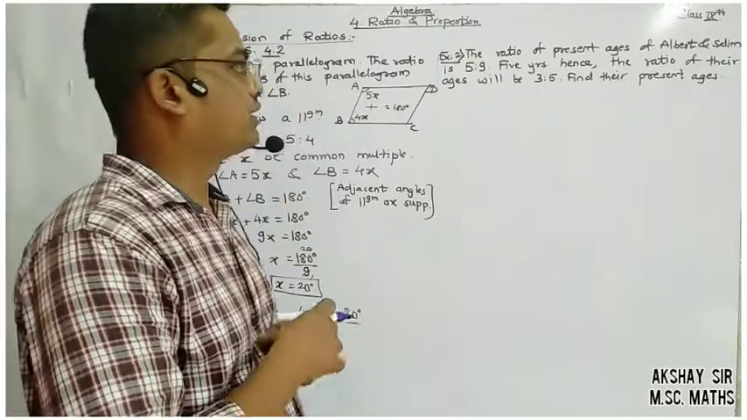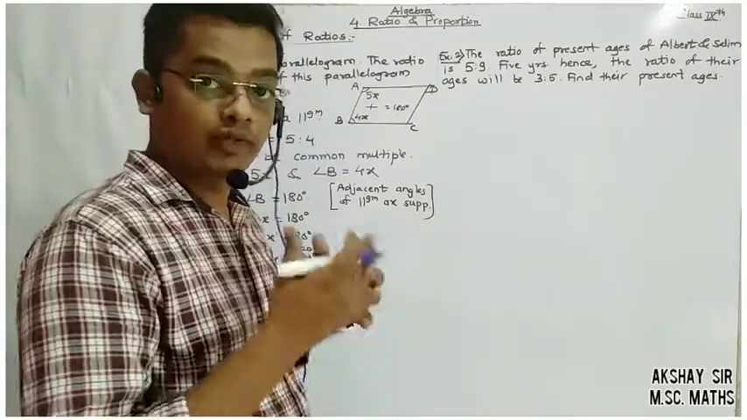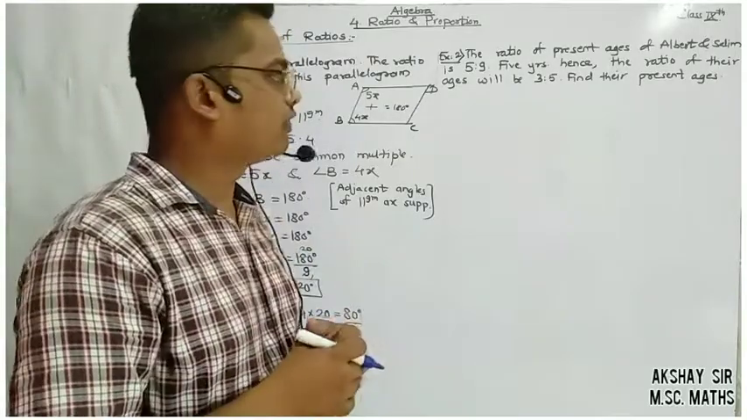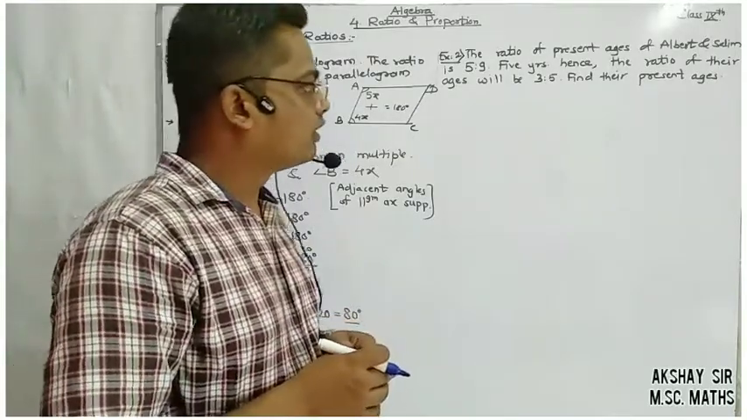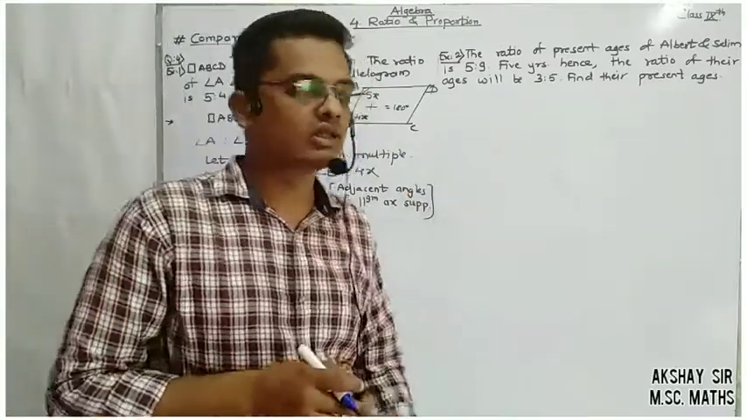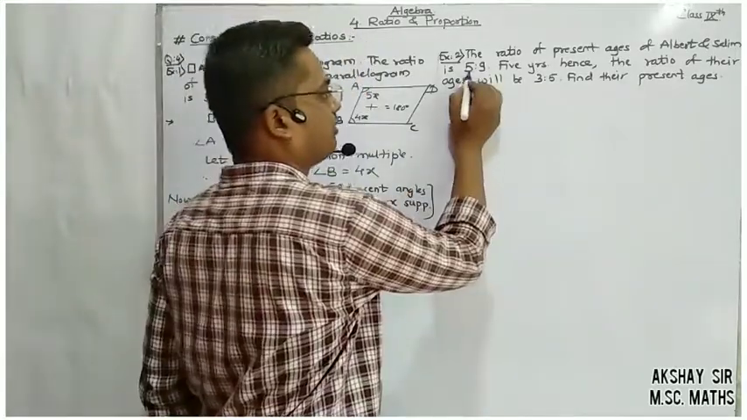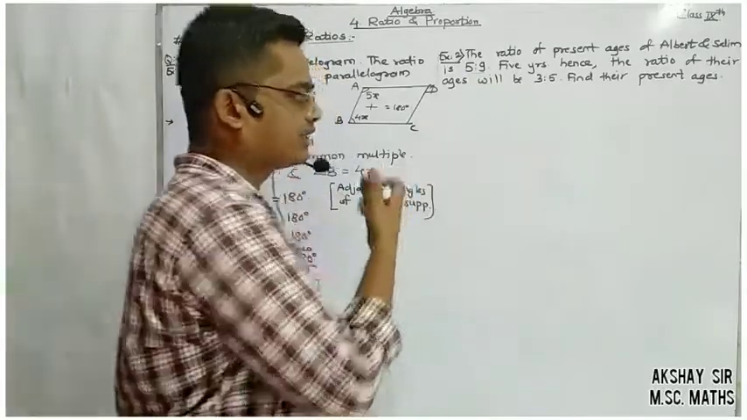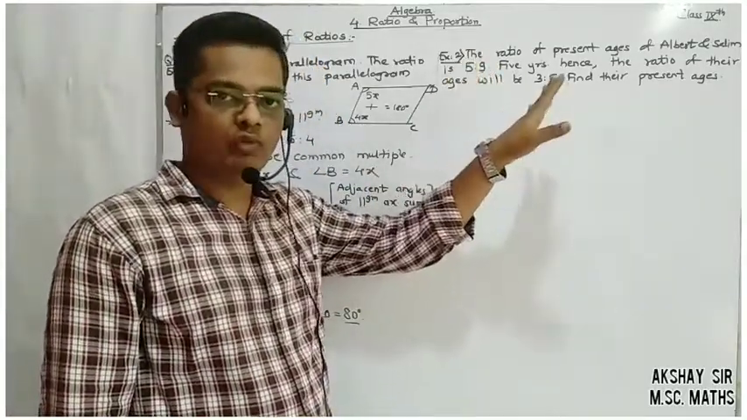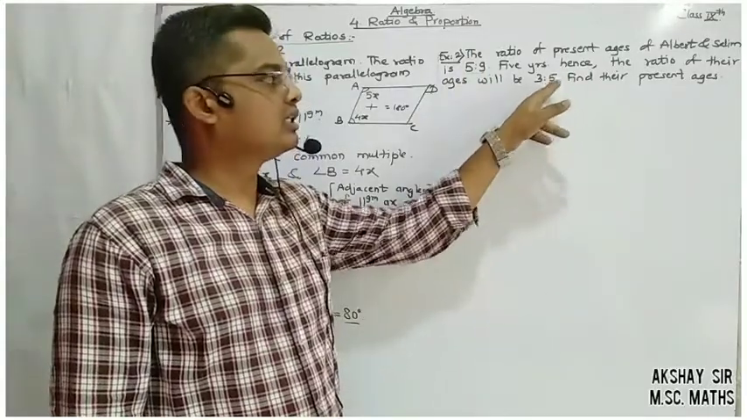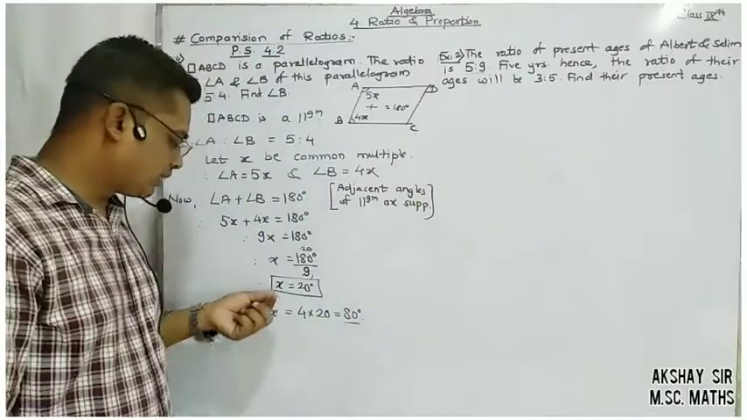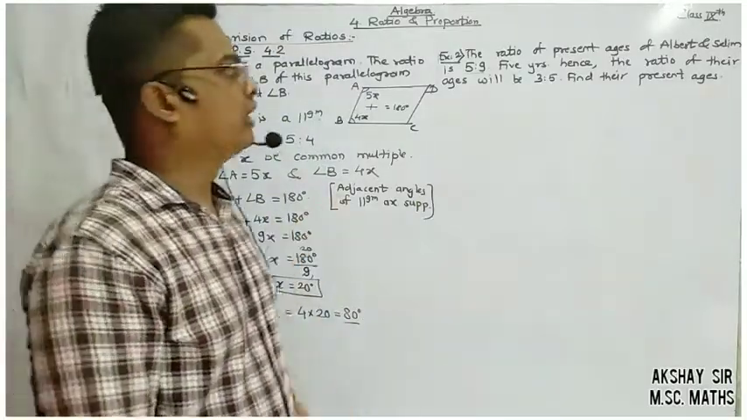The ratio of present ages of Albert and Salim is 5:9. 5 years hence, meaning afterwards, the ratio of their ages will be 3:5. Find their present ages. Same procedure as before: first we take the condition 5:9, that is 5x and 9x with a common multiple, then we will consider the second condition and get the value of x first, and then we'll get the value of both their present ages.